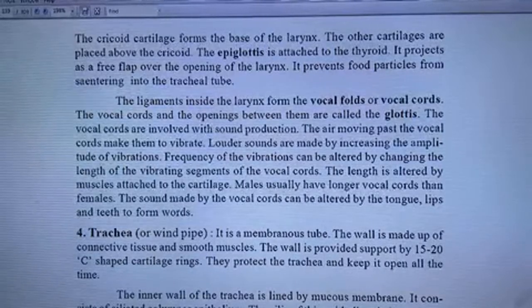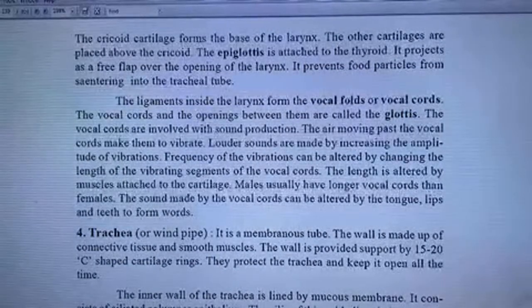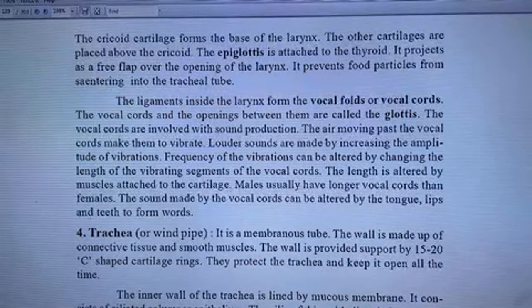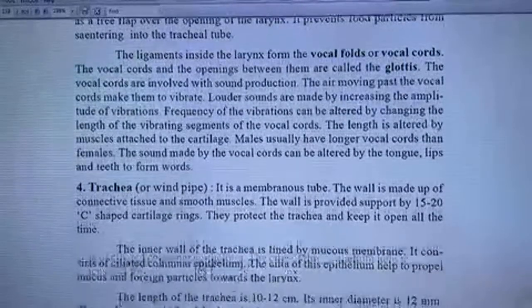Males usually have longer vocal cords than females. Main key point. The sound made by the vocal cords can be altered by the tongue, lips, and teeth to form words. This is also a key point.